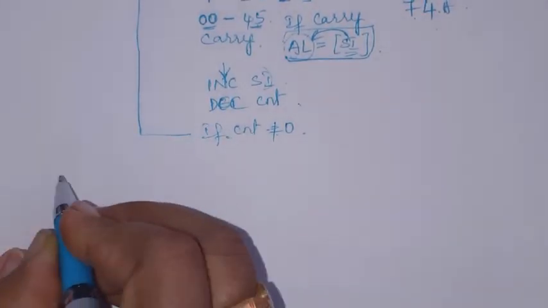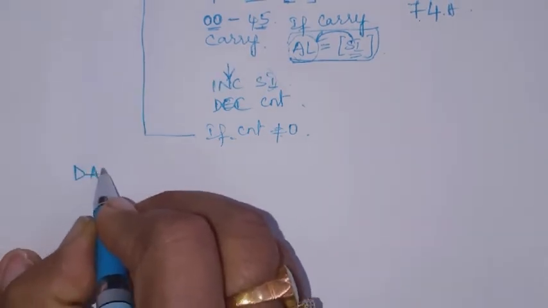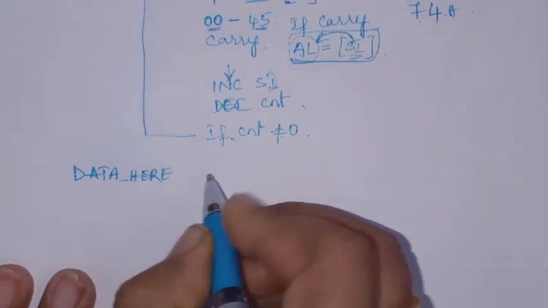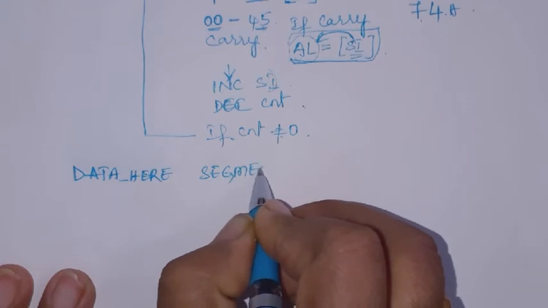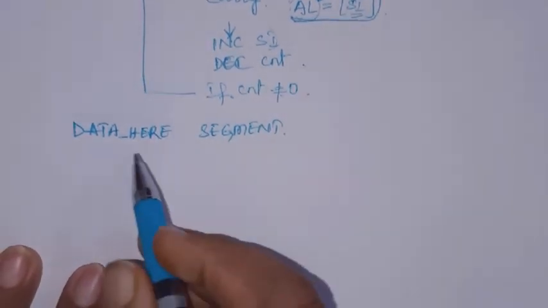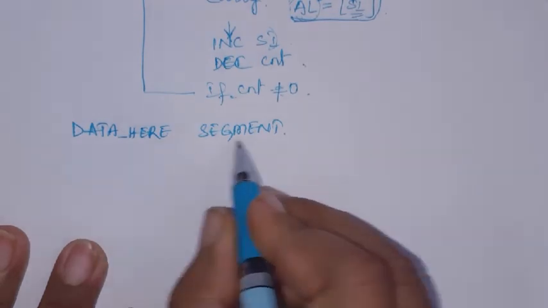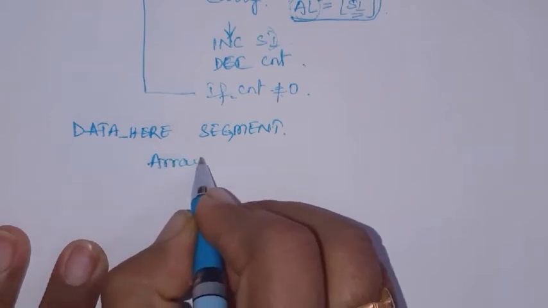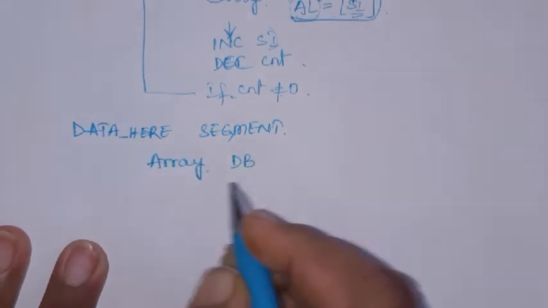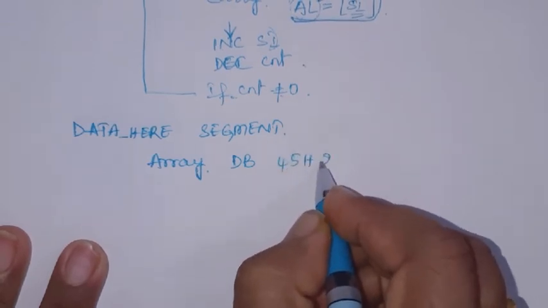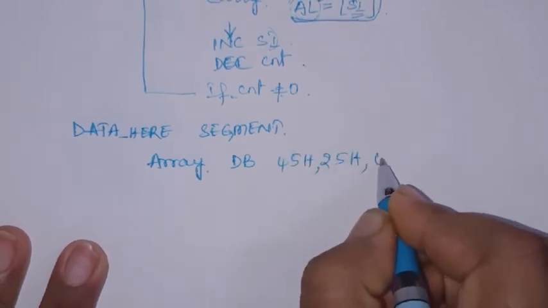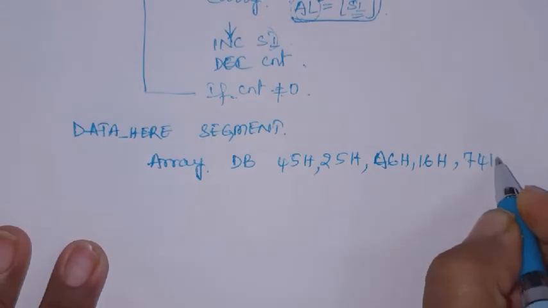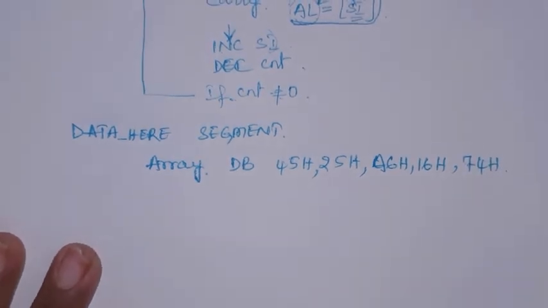Okay, now let's write the program for this. Data segment. So this is declaring the logical data segment. Then what are the variables? Let us give the name as array, db. What are the elements of the array? 40. So these are the 5 elements of the array.